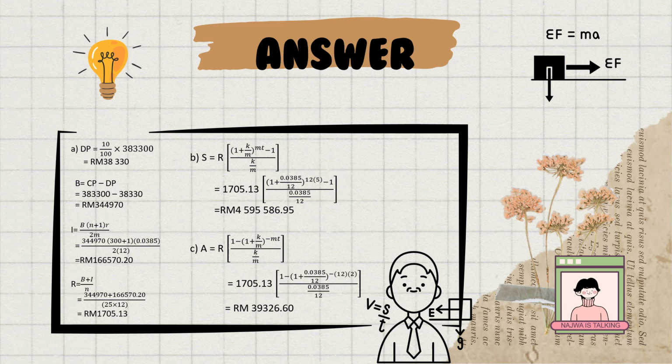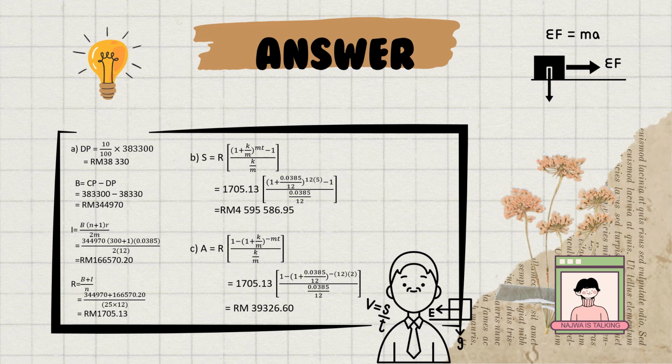A. Find the monthly payment and the total interest charge. First, we need to find the down payment. So DP equals 10 divided by 100 times 383,300. So the answer will be 38,330 ringgit. For the balance, we use B equals CP minus DP. So 383,300 minus 38,330, which equals 344,970 ringgit.